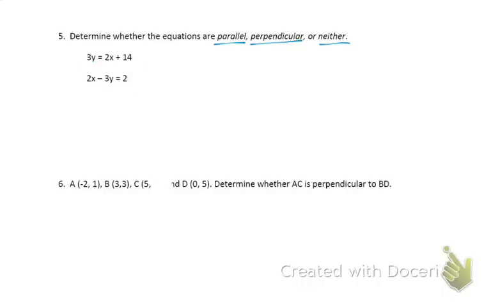So what you need to remember, obviously, is that parallel lines have the same slope, and perpendicular lines have opposite reciprocal slope. And if it's neither, that just means they'll have neither of those two things. The slopes will not be the same, and the slopes will not be opposite reciprocal. So what you need to do is simply figure out what the slopes of these lines are.